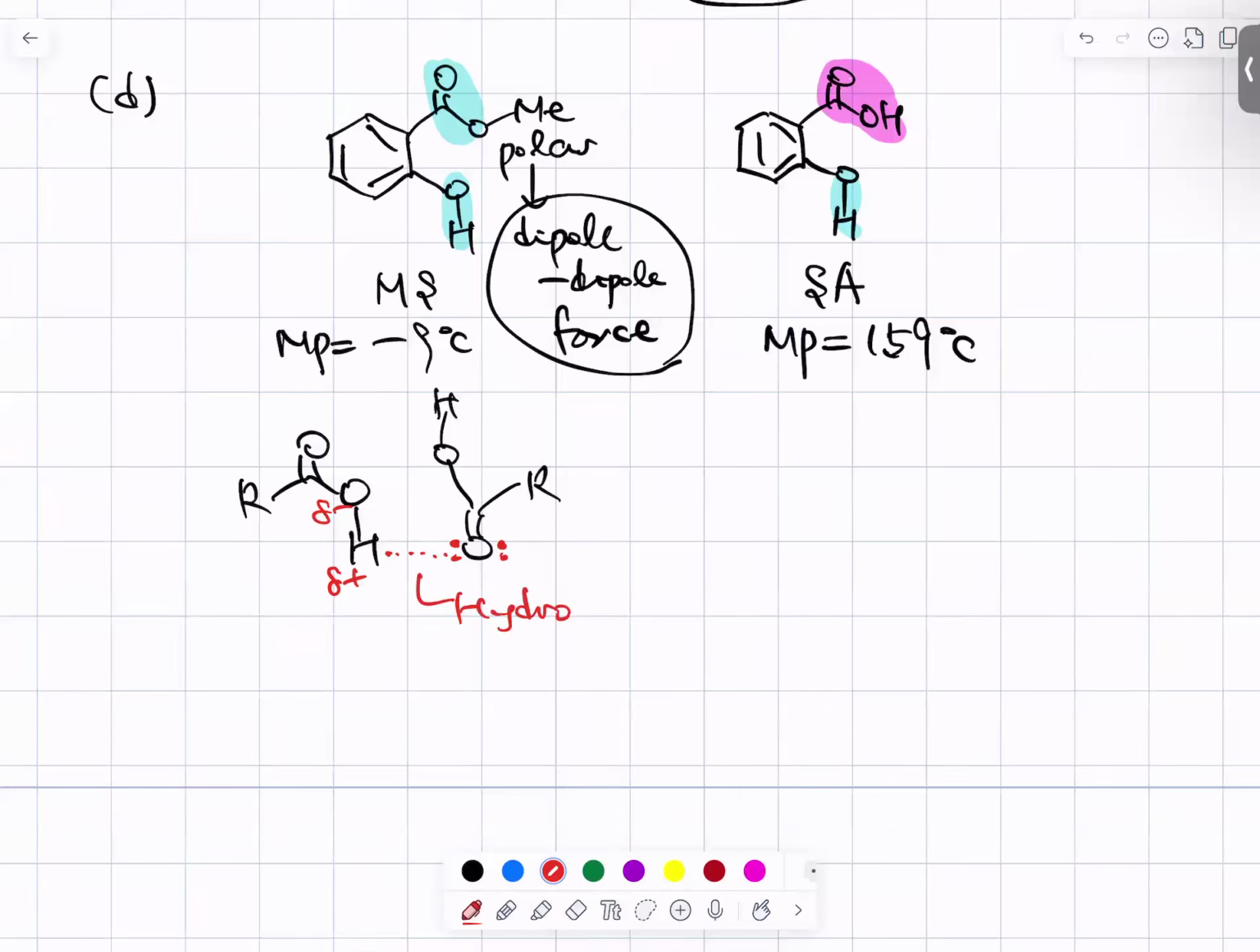Hydrogen bond between the carbonyl oxygen and the hydrogen in the hydroxyl group. And again, a second hydrogen bond is present right there, between this one and this hydrogen. So we have double hydrogen bonding present in carboxylic acid. That's why carboxylic acid usually has a high boiling point and high melting point.